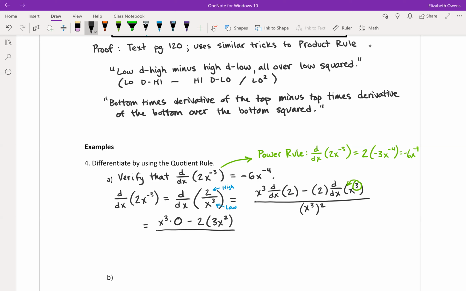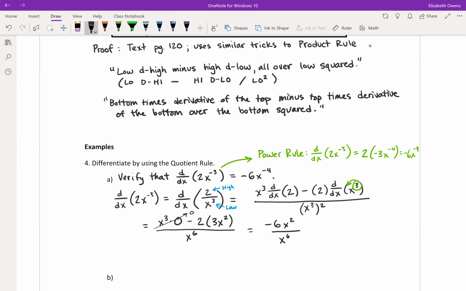And then in the denominator, we have x cubed getting squared. And remember, when we have one exponent raised to another, we're going to multiply those together. So that's x to the 3 times 2, x to the 6th. Now notice that this first term is going to just be 0, x cubed times 0. That's going to disappear on us. And so we have negative 2 times 3, that'd be negative 6, x squared, over x to the 6th.